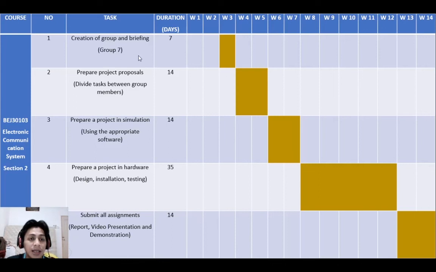For the first task, we take 7 days, and we will submit at week number 3. For the second task, we will take 14 days, using week 4 and week 5, and we will submit at week 5. For task number 3, we will also take 14 days, and we will submit at week 7. For task number 4, we will take 5 weeks, which is 35 days, and we will submit at week 12.